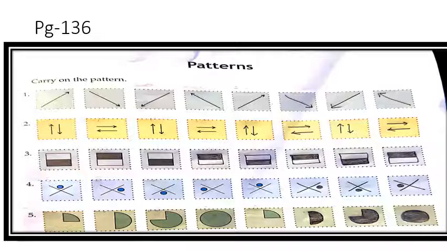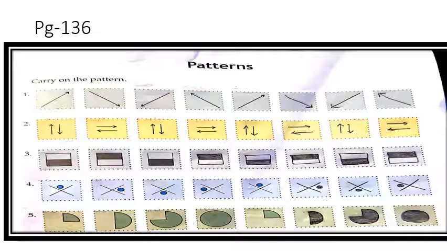So children, we follow the same pattern. So in the blank we draw this rectangle and we shade its upper part. Then in the next box we draw this rectangle and we shade its lower part. So in the same way we follow this rule. Okay children.